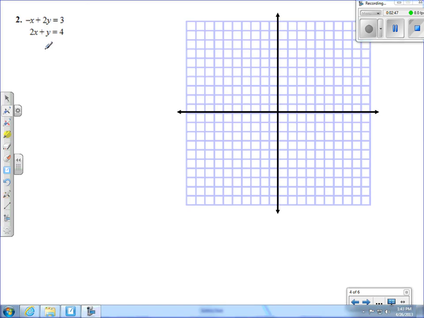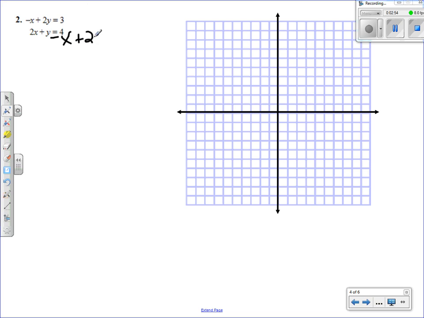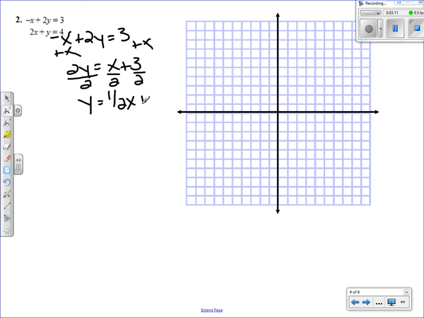Again, we're still sticking with 6.1 to review. So the first step is to get our first equation, negative x plus 2y equals 3, into the correct form. We add x to both sides. We have 2y equals x plus 3. We need to find y, so we divide everything by 2. Y equals 1/2 x plus 3 halves. Identify my slope as 1 over 2, my y-intercept as 3 over 2, better known as 1 and 1/2.